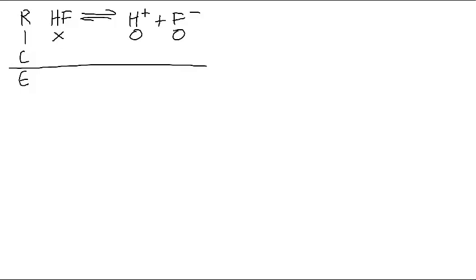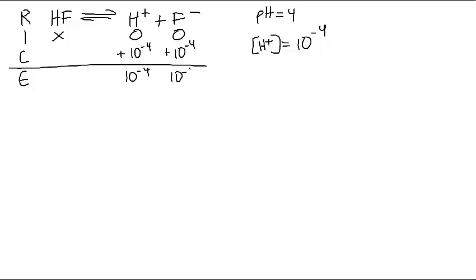But I know the pH, so I know the concentration of H plus at equilibrium. If the pH is 4, then the concentration of H plus is going to equal 10 to the negative 4th. So this is going to be 10 to the negative 4th, which means this had to be plus 10 to the negative 4th. The concentration of F minus would do the same thing, 10 to the negative 4th. So here we'd get X minus 10 to the negative 4th.